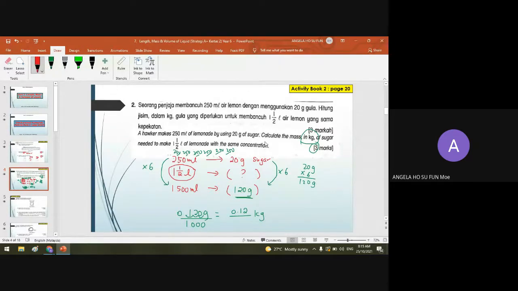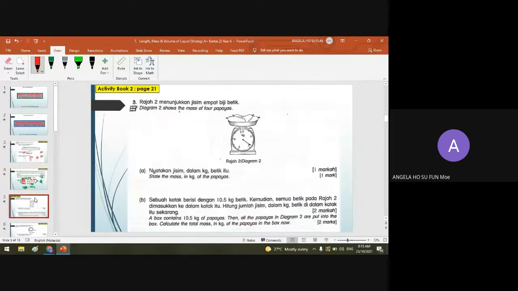Okay, next, we continue. Question number 3. Look at question number 3 here. This diagram 2 shows the mass of 4 papayas. 1, 2, 3, 4. You can look at the weighing scale up there. There are 4 papayas, and the pointer is showing here.